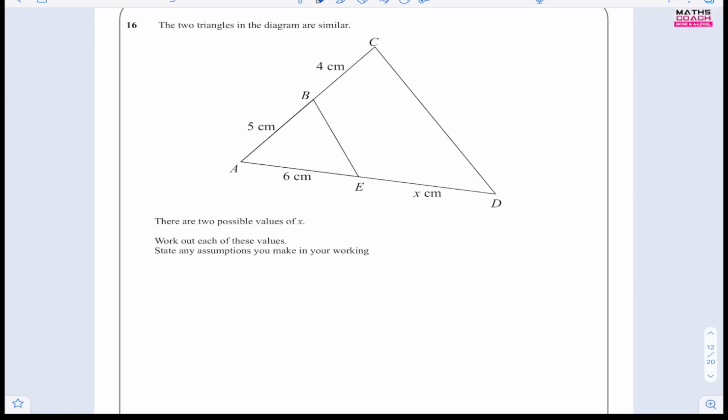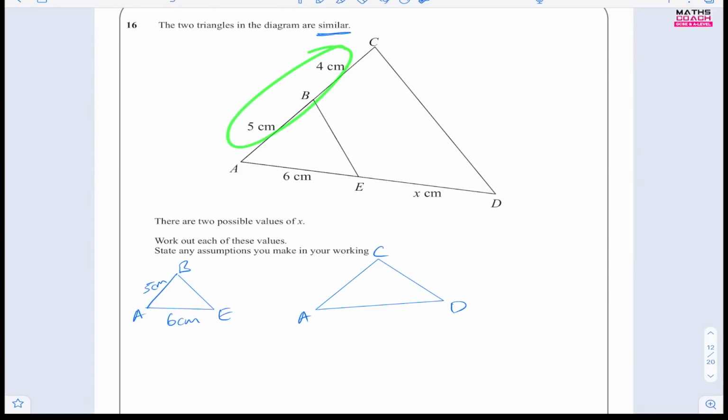Question 16. The two triangles in the diagram are similar. Let's highlight that word. There are two possible values for x. Work out each of these values, state any assumptions you make in your working. All right, let's go ahead and draw these two triangles out separately. So what we're looking at, we are looking at this triangle right there and the larger triangle right there. So the first one is A, B, E, that's 6 centimeters, and this is 5 centimeters. The second one is A, C, D. This is going to be 5 plus 4 because you add those two up. So it's going to be 9 centimeters, and this is going to be 6 plus x.